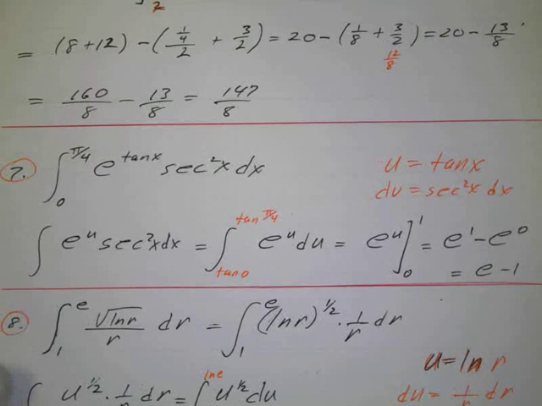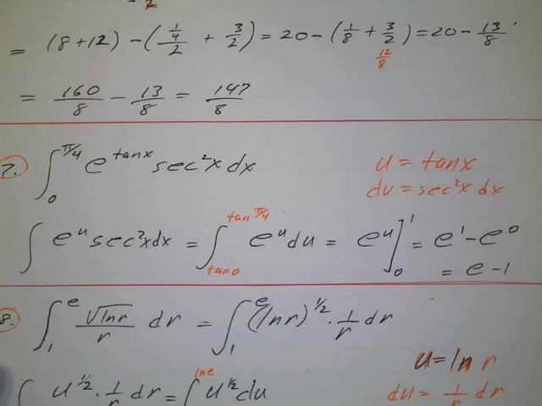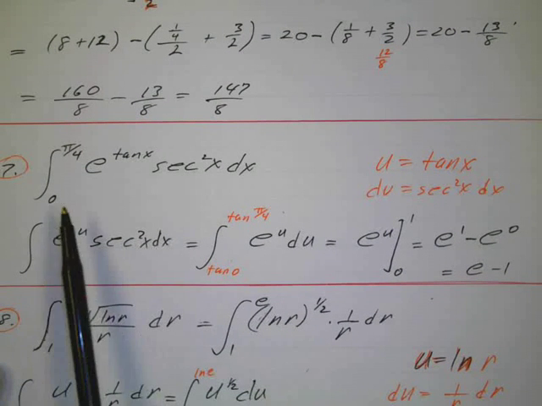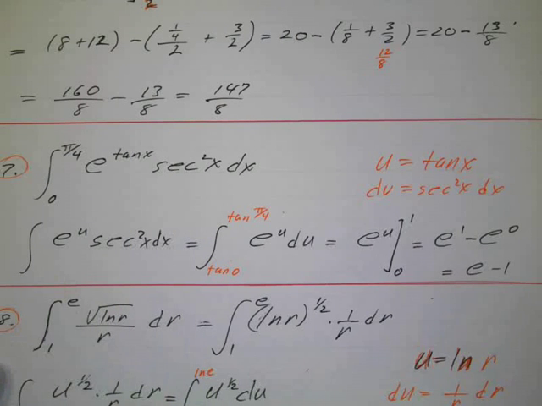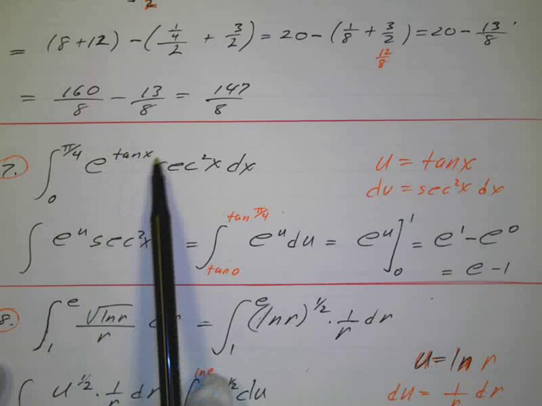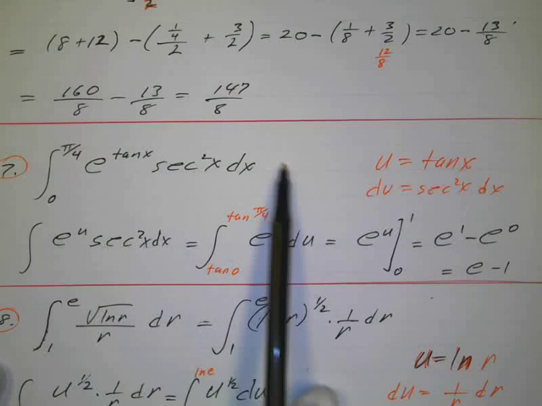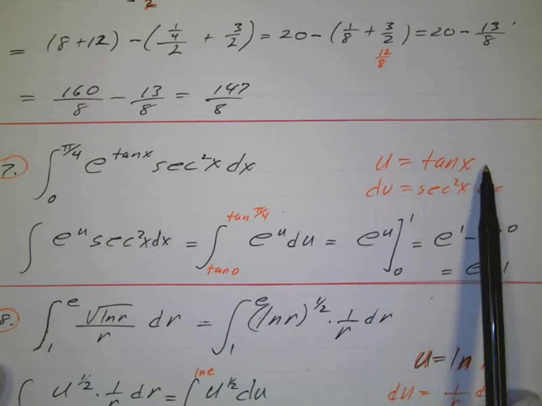Okay, number 7. Some of these look really difficult. Sometimes they're the most easy to do. The integral from 0 to pi over 4 of e to the tan x secant squared x dx. So it looks pretty formidable, but what's the derivative of the tangent? Secant squared. So let u equal the tangent of x.